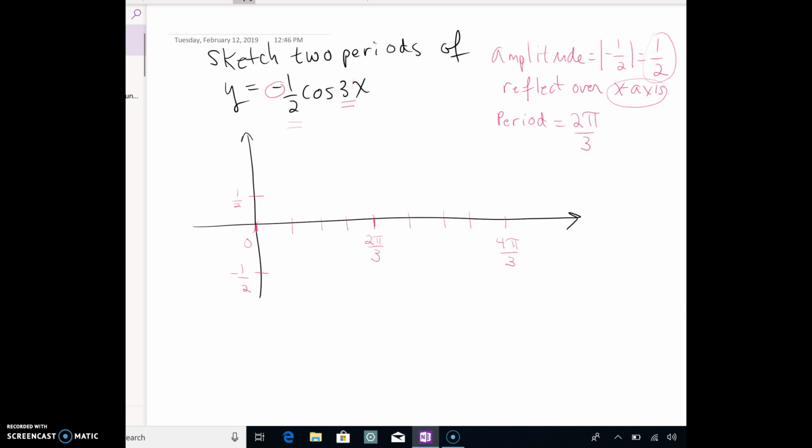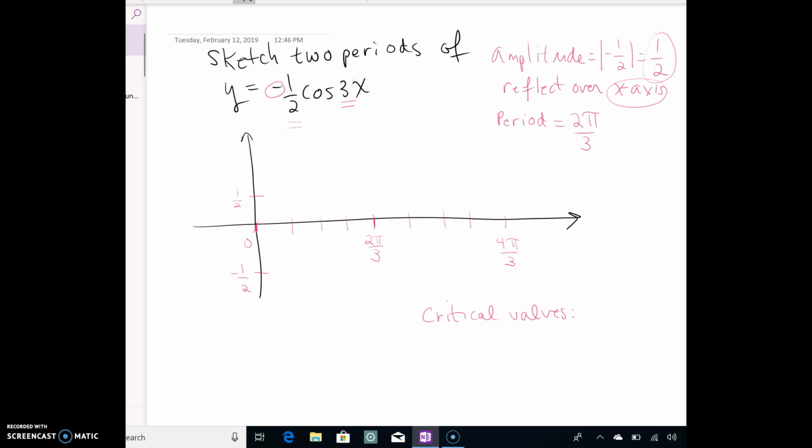So again, in order for us to find our critical values, and by the way, that's just a word that I use. Not all textbooks use that language of critical values, but they represent the maximum, minimum, and zeros of the functions. We're going to take our period, which is 2 pi over 3, and we're going to divide that by 4. And this is always a general rule.